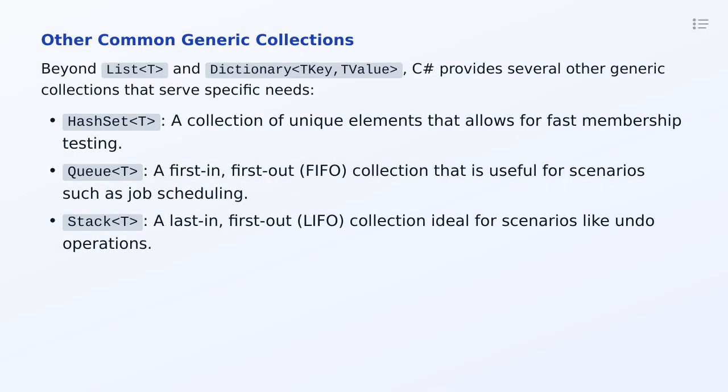Now, other common generic collections. Beyond list and dictionary, C# provides several other generic collections that serve specific needs. First, HashSet, a collection of unique elements that allows for fast membership testing. Also, Queue, a first-in, first-out FIFO collection that's useful for scenarios such as job scheduling. Finally, Stack, a last-in, first-out LIFO collection ideal for scenarios like undo operations.